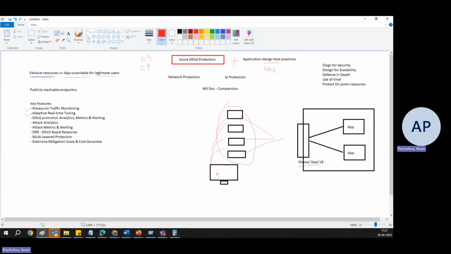We can understand this with a simple example. Let's suppose a financial service firm offers online banking services that see fluctuating traffic patterns depending on the time of the day and month. Okay, higher during the paydays, we can easily relate. So adaptive real-time tuning helps the firm by continuously learning the normal traffic patterns of its banking portal and adjusting DDoS mitigation policy accordingly.